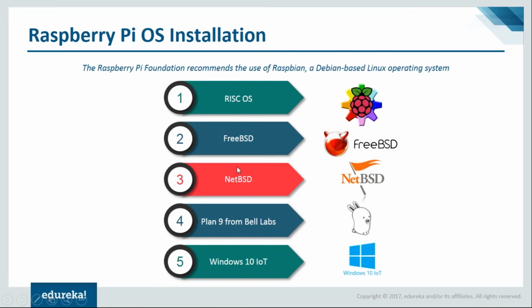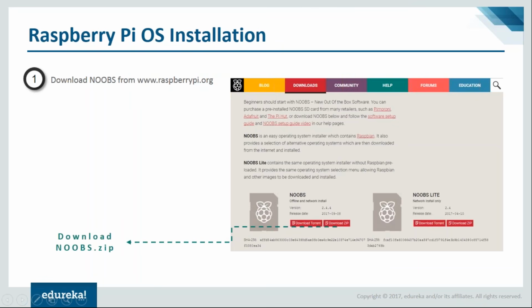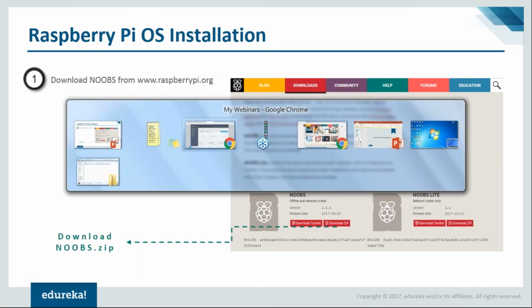So these are some of the most popular operating systems supported on Raspberry Pi. You have RISC OS, you have FreeBSD, you have NetBSD. Plan 9 is again from Bell Labs, and Windows has its own Windows 10 IoT version. For this session we're not going to go into Windows 10, we'll stick to the core Raspberry Pi operating system. Now for downloading the operating system, you can go to the original site, raspberrypi.org, and there in the downloads tab you can download the operating system. Let me just show it to you.